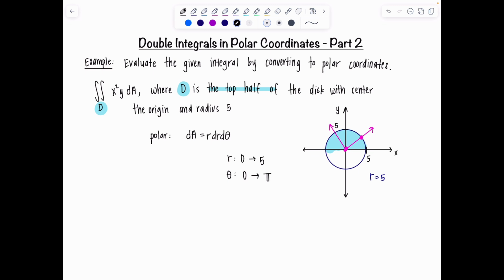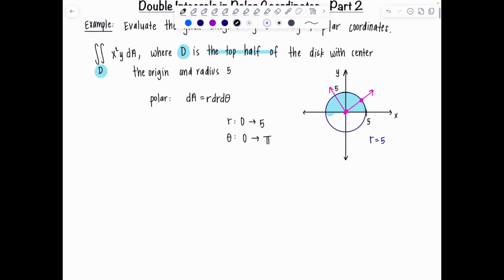So then now let's set up our integral. I'll put theta on the very outside. So we're going to go 0 to pi. Those are my limits for theta. Now limits for r, 0 to 5. Then we have to switch x squared y to be in terms of polar coordinates. So x is r cosine theta. All of that gets squared. Y is r sine theta. And then dA is r dr d theta.